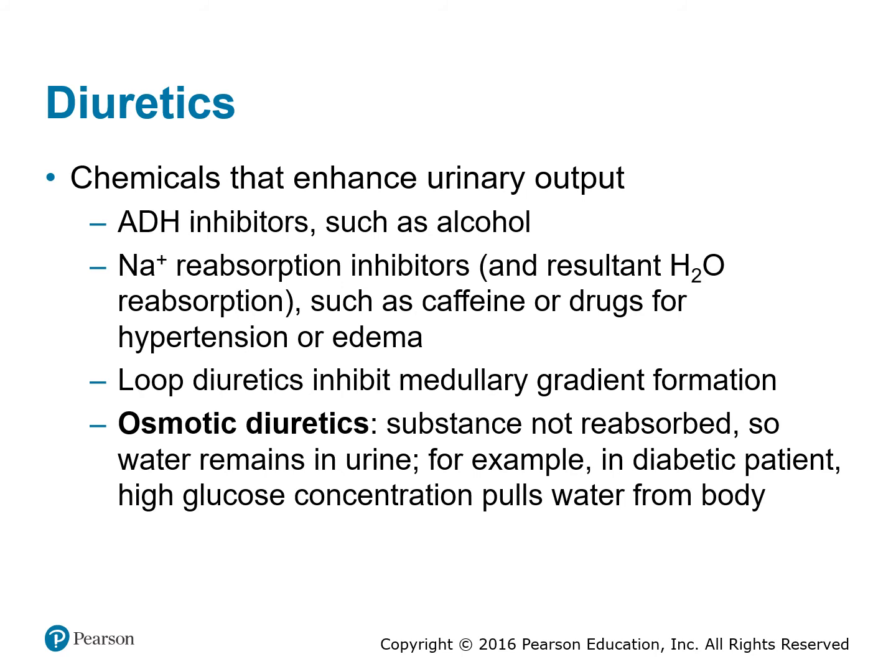Diuretics, so chemicals that enhance urinary output, make you urinate more. Here again, ADH inhibitors like alcohol are antidiuretics. Sodium reabsorption inhibitors include caffeine or drugs for high blood pressure or edema. Loop diuretics inhibit medullary gradient formation. Osmotic diuretics are substances not reabsorbed, so water remains in the urine. For example, in a diabetic patient, high glucose concentrations pull water from the body. Okay, so water is going to follow glucose, water is going to follow salt.